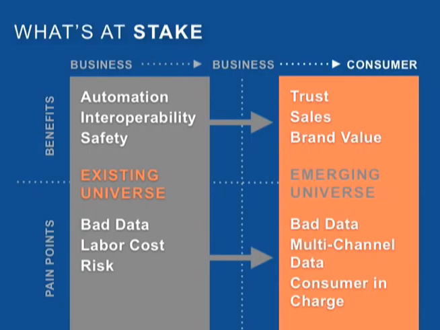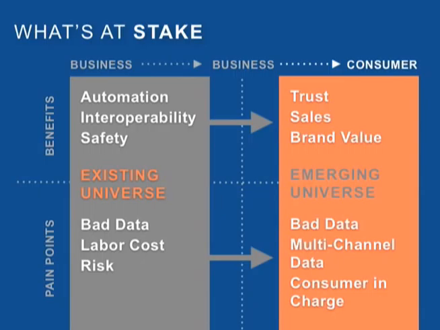I won't say emerging because it's already emerged. And in the existing universe, this is a space that should be pretty familiar to us. The pain points are around the labor cost of managing bad data and disruptions in the supply chain, and the benefits are around automation and interoperability. The emerging universe offers some different benefits, though.